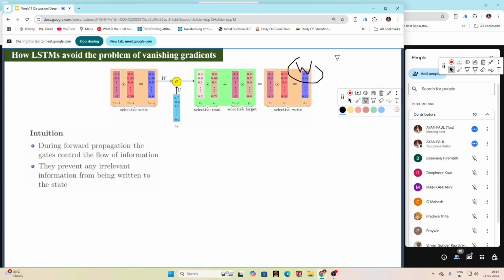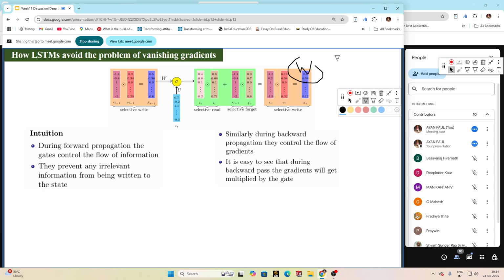So what is this LSTM doing? Intuition: during the forward propagation the gates control the flow of information, right? We are not writing the full thing in the next stage, we are just selectively writing, selectively reading and selectively forgetting. So we are not writing the complete information of the state, we are doing these three things. So during the forward propagation the gates control the flow of information.